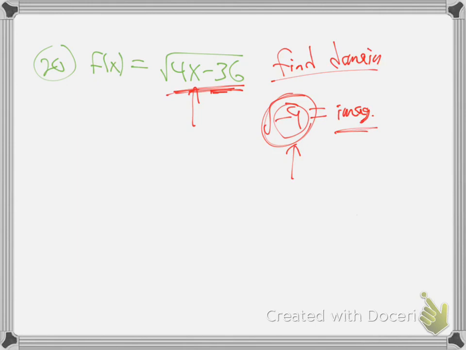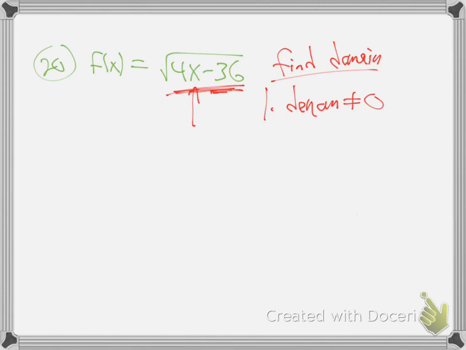So this is the other domain issue. So let me write it out. We have two domain issues. Number one, as we already said, denominators can't be 0. That's not our issue here. We don't even have a denominator. Number two, when you have the inside of a square root, you take out that inside and you say, hey, inside, you cannot be 0.